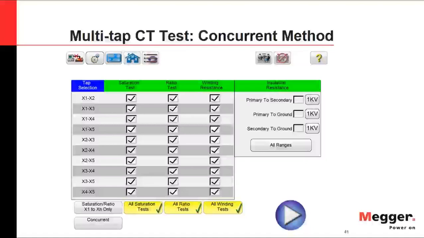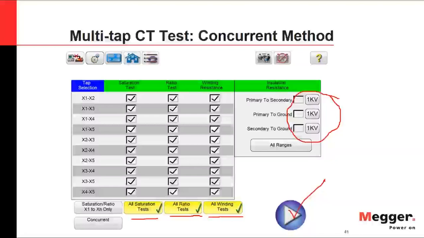So you can have in one selection all the saturation tests, all the ratio tests, and all the winding resistance tests. You can also select the insulation resistance test, and with one click here, you will be able to run in a simultaneous, concurrent method all those tests.